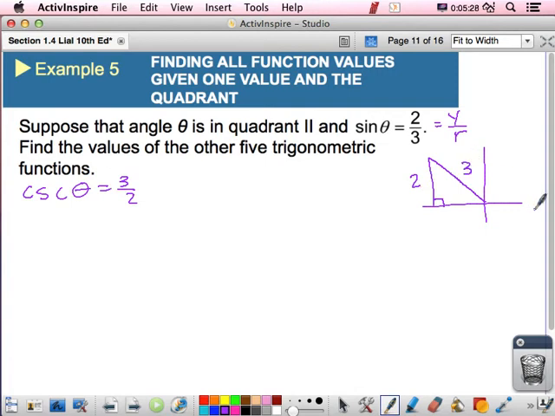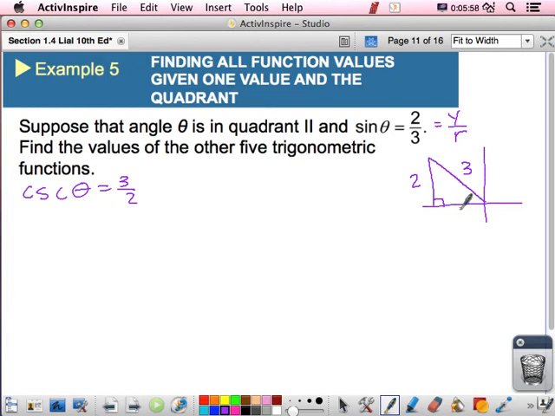What would the x value have to be, positive or negative? Because it's in quadrant 2, so we have to be careful. Now the r value is always positive, but x and y can be positive or negative depending on your quadrant. So what we're doing is we're kind of working in reverse. Instead of me giving you x and y, I'm giving you a trig function. You can use it to find 2 of the 3 things, x, y, r. Now just go through, use the Pythagorean theorem, and find that missing x value.